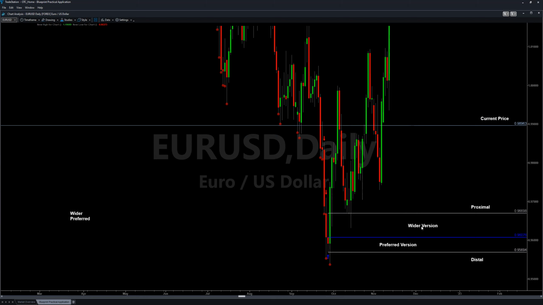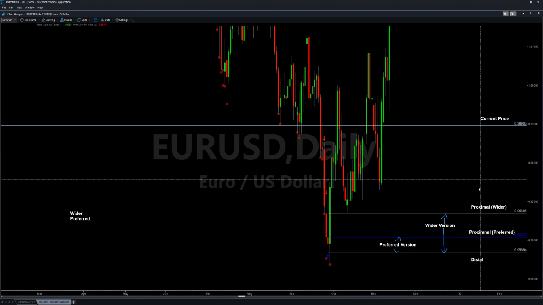Preferred version. Let me draw a little bit. From here to here is a wider, and from here to here is a preferred. You see, the preferred version means that is our new proximal line. Proximal preferred. All right, proximal preferred. Proximal wider. That's our new proximal, the blue line.